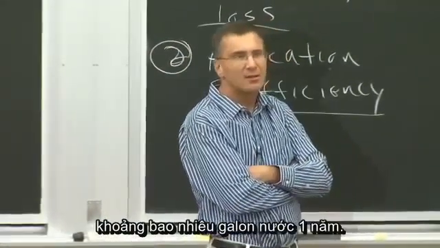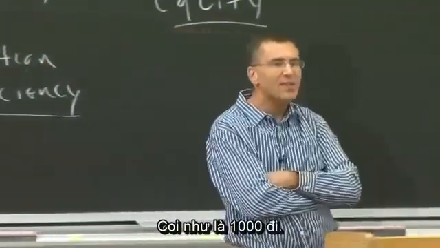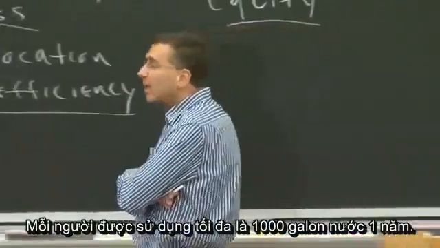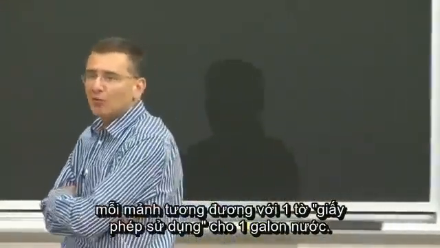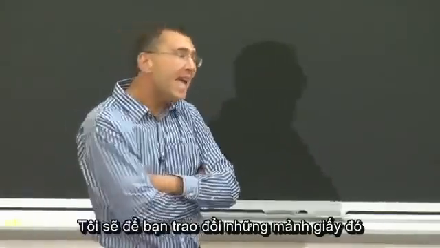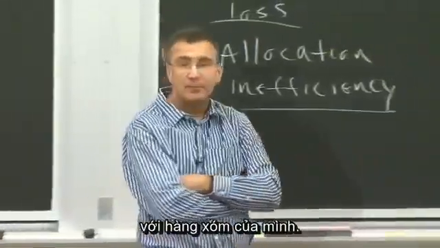I've got no idea. What do you say, 1,000? Let's say 1,000. Okay, a 1,000 gallon a year water permit. We're going to give you 1,000 pieces of paper. Each one permits you to use a gallon of water. Now, what we're going to let you do is trade those pieces of paper with your neighbors.